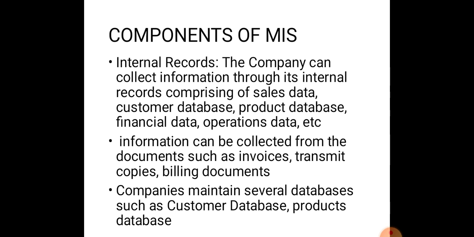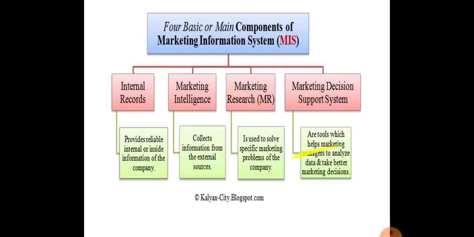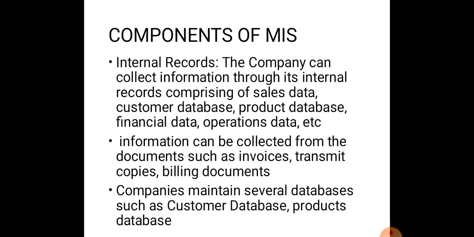Now let's discuss the components of MIS, the Marketing Information System. There are basically 4 types of components. Let's see in this diagram. The main components of MIS are of 4 types: internal records, marketing intelligence, marketing research, and marketing decision support system. So there are basically 4 components of a marketing information system. Let's discuss them one by one.